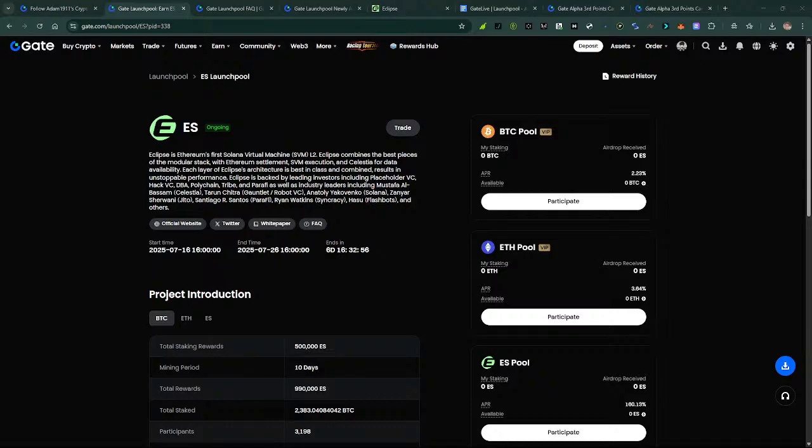Okay, and I'm going to talk about the Launchpool launched on ES, and alongside we have Alpha Airdrop as well. So we'll be talking about both of them, and definitely our first priority is going to be how the project is handling stuff and how it is going on.